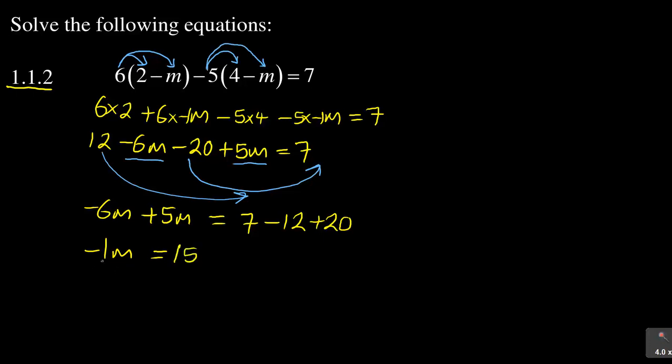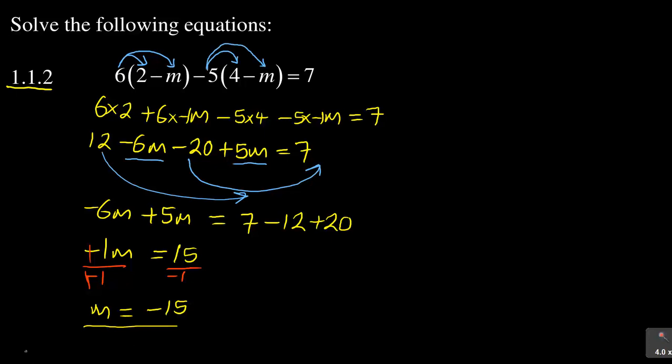Now you can see that your answer is still having a negative. You don't need a negative in your answer. Then you have to divide both sides by negative 1 so that you'll cancel out that negative. And lastly, you will have your m is equal to negative 15. Because 15, which is positive, divided by negative, will become a negative.